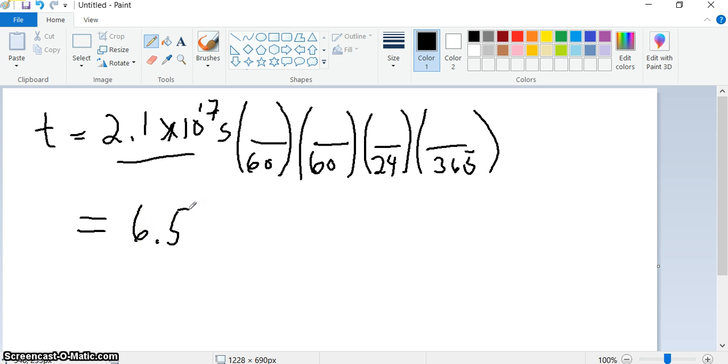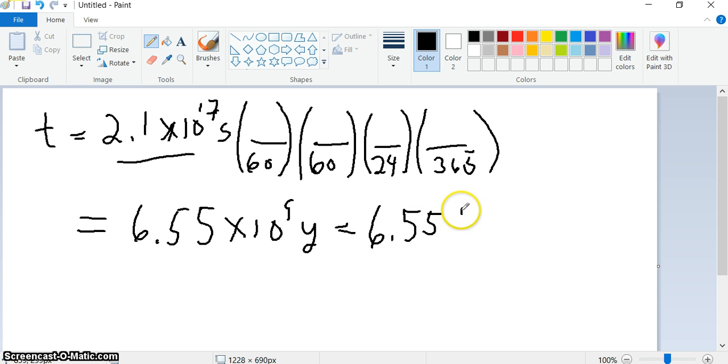It comes out to be approximately 6.55 times 10 to the 9th years. And by the way, 10 to the 9th can be better written as billion, so 6.55 billion years, just to give you a sense. So that's not going to happen anytime soon.